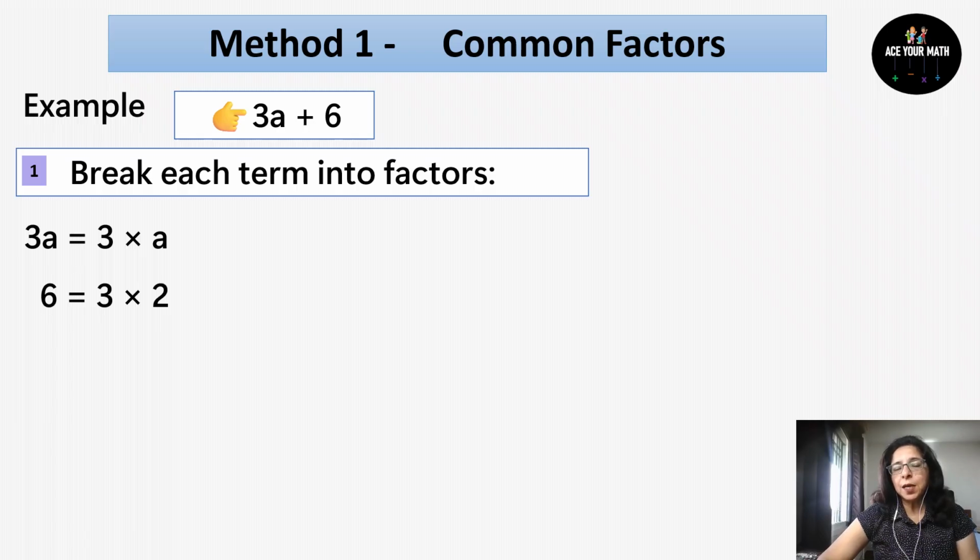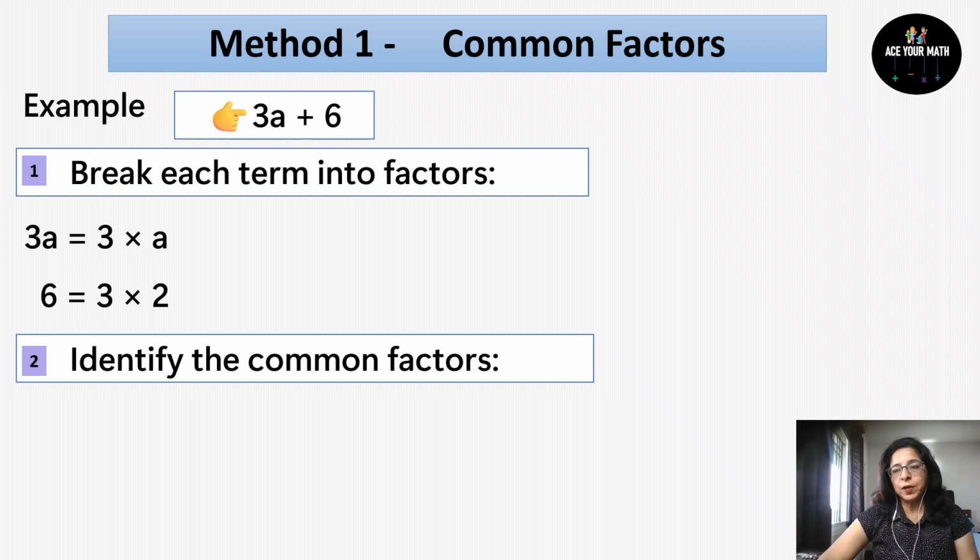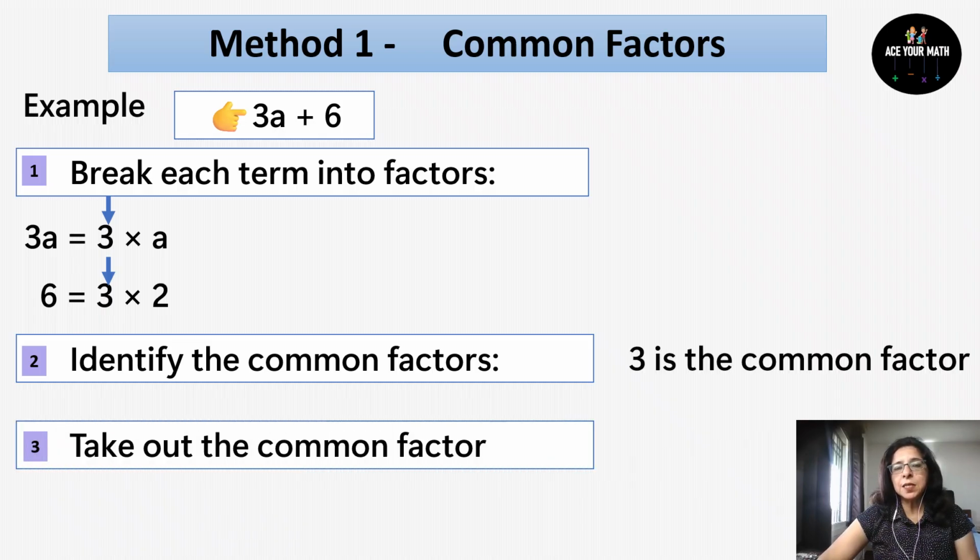Okay, after making factors, what is the next step? Next step is you identify the common factor. And if you observe these two terms, 3 is common here. So what is the common factor here? See, the common factor is 3 here. Okay, so what is the next step? Next step is you will take out this common factor. So if you write 3a plus 6 and you write 3 outside, what is left inside? It is 3 times a plus 2.